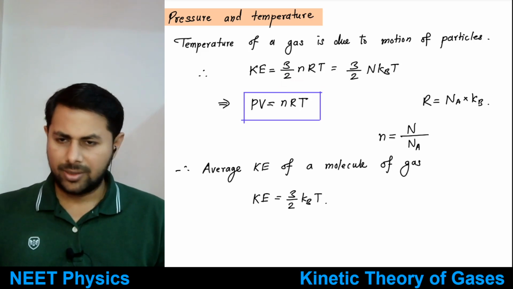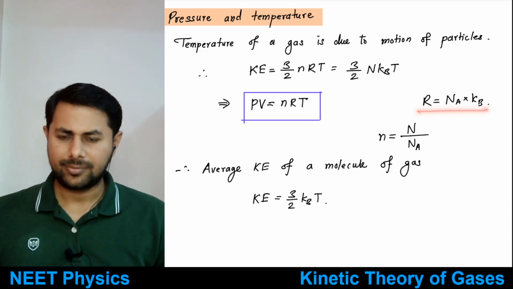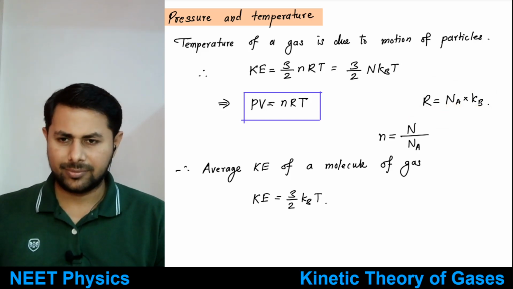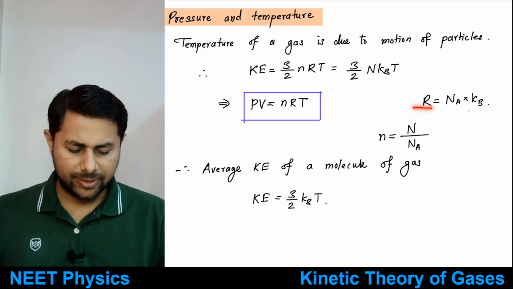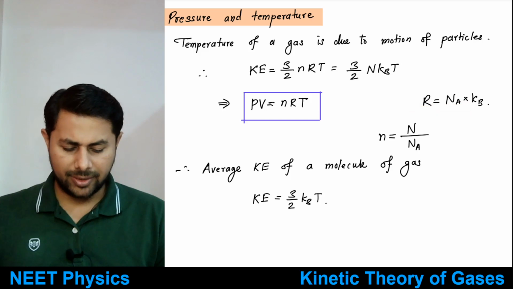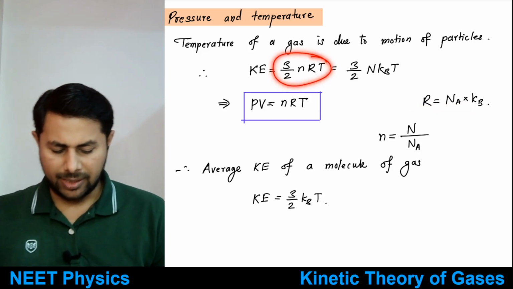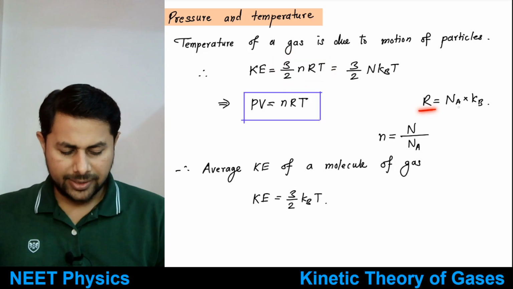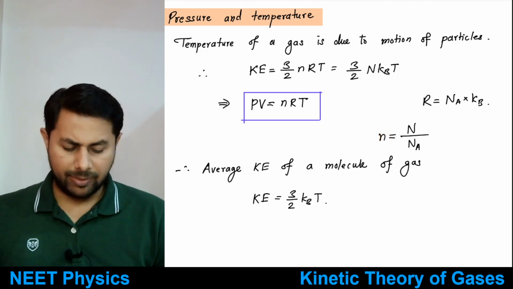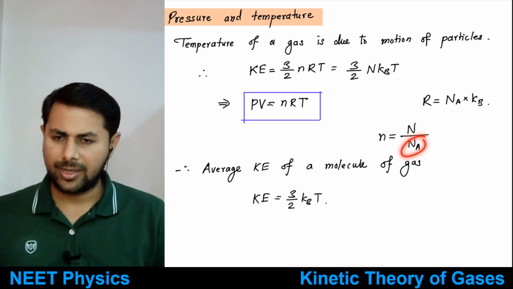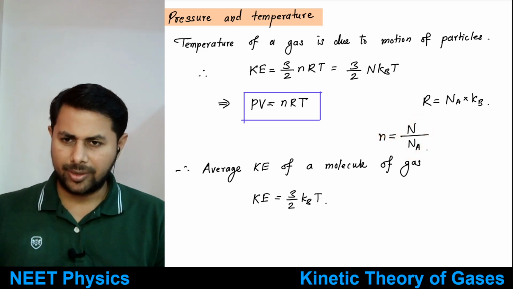And then we remember this from the last chapter. What is R? R is the product of Na and Kb. The universal gas constant is the product of Na and Kb, just remember this. Similarly, the number of moles n can be written as the total number of molecules N divided by Avogadro's number Na.